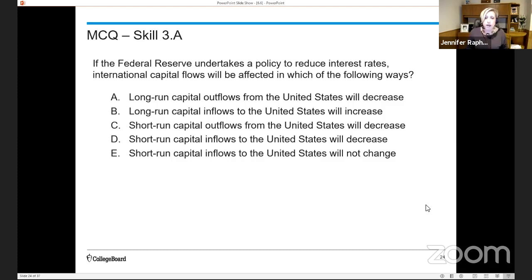So as is always recommended, determine what the answer to the question is, figure out what's going to happen, then find the answer among the answer choices. So we're going to see that short-run capital inflows to the United States will decrease. We don't have long-run capital inflows decrease as an answer choice, which would have made this a really tricky question. But remember, monetary policy in the short run can affect interest rates, and we talked before about the long-run neutrality of money. So short-run capital inflows to the United States will decrease. There's a lot of agreement that in the long run, money is neutral and monetary policy doesn't have a long run impact.